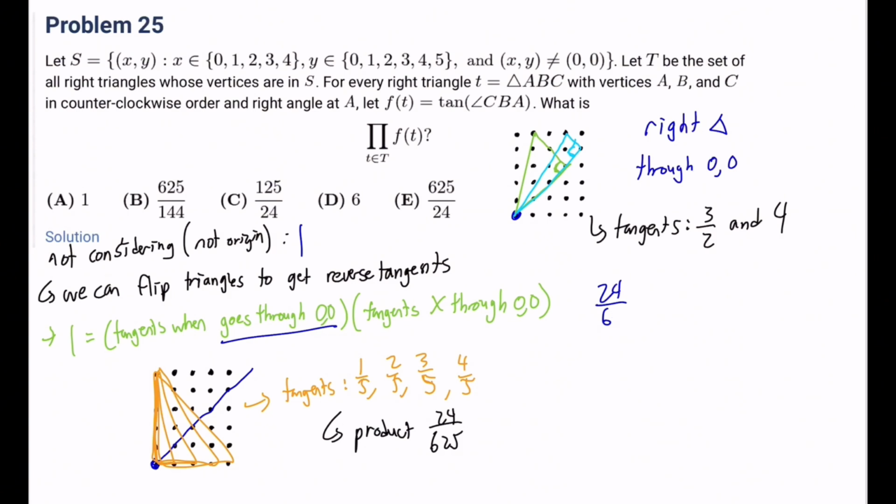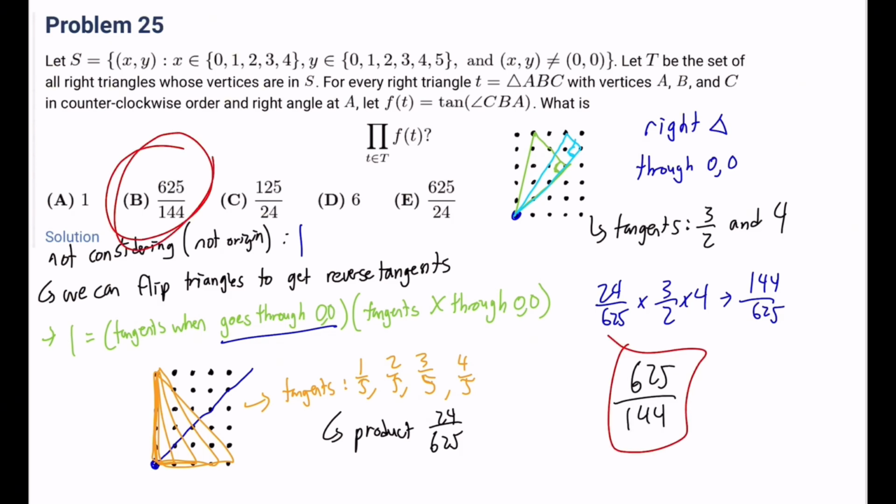And if we multiply these to this one, it's going to be 24/625 multiplied by 3/2 times 4. So they are going to multiply to 144/625. Now we can take the reciprocal of this one, and that will give us the thing that we want. So the reciprocal is 625/144. That is the answer. It's B. And so that was it for the AMC 12B from the year 2012, and thank you for watching.